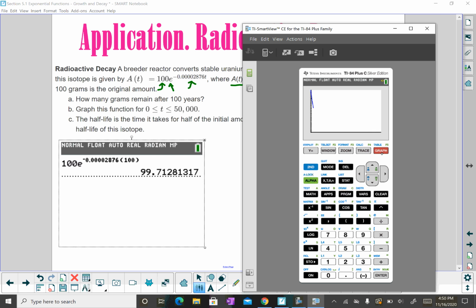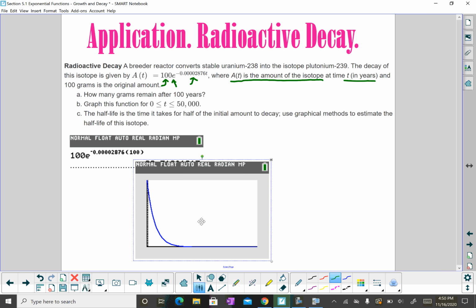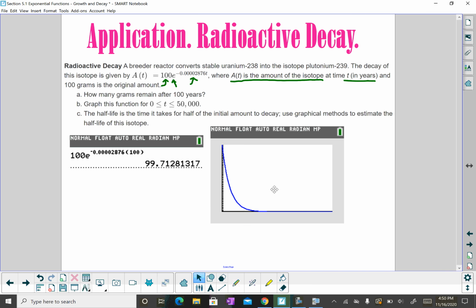If I hit graph, you can see there's our model, and this is what I was talking about in the calculator, where sometimes it looks like you're going to touch the axes. You really don't there. It's getting infinitely close, but our calculator only has so many pixels, so that's why we're seeing that. So you got to make sure you know better when you look at those pictures. You're not actually touching that.